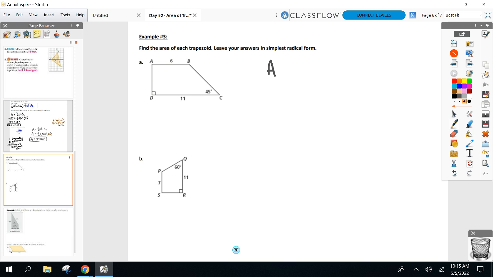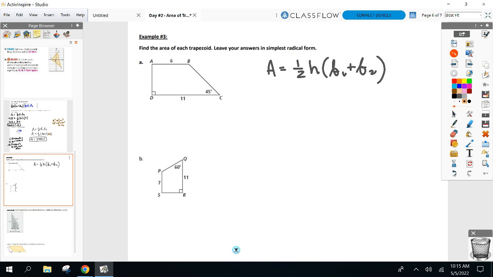Let's get the formula down first. 1/2 height, B1, B2. All right, let's talk here. Height. Remember the height of a triangle yesterday? It comes from a vertex and forms a right angle on the opposite side. AD is a height, but there's also another height we can draw in from B.